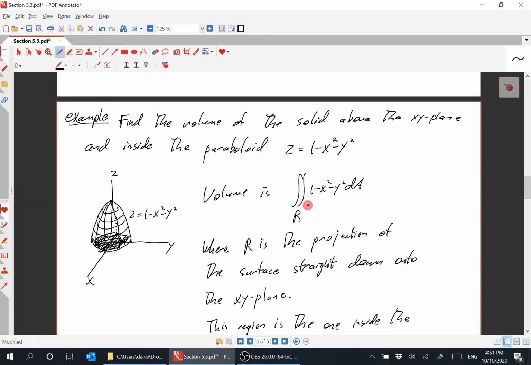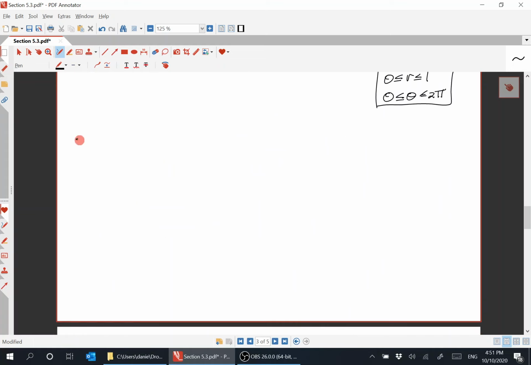So the volume is this double integral. The double integral over R of 1 minus (x squared plus y squared) dA. And now we're going to convert to polar coordinates.